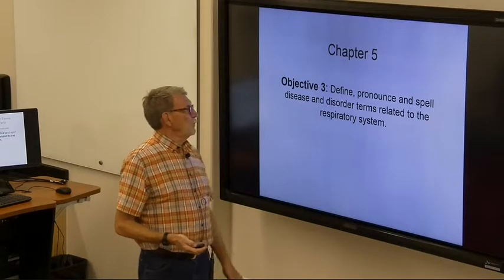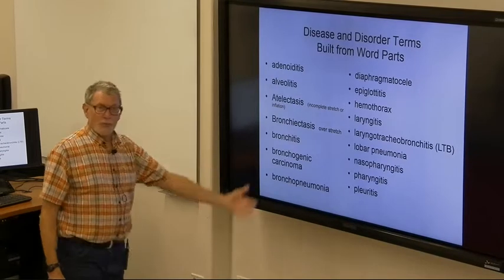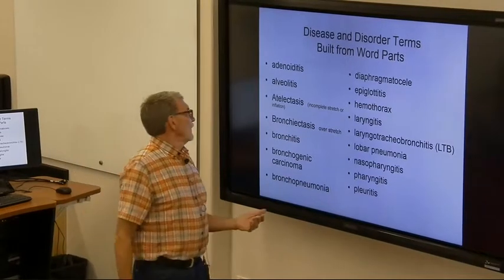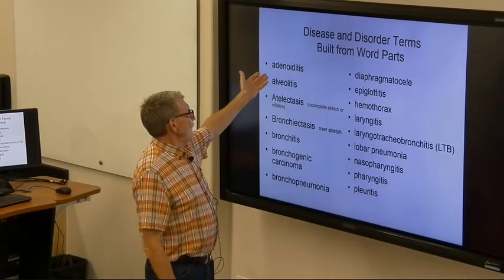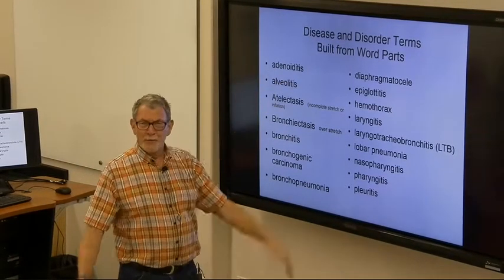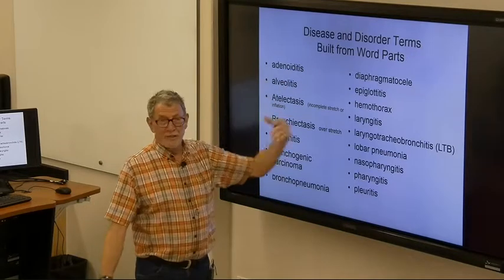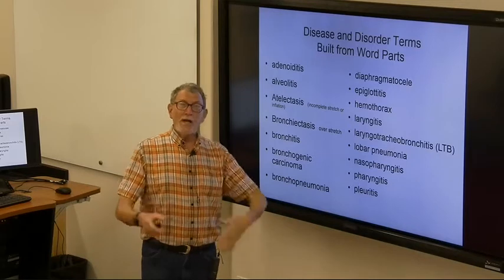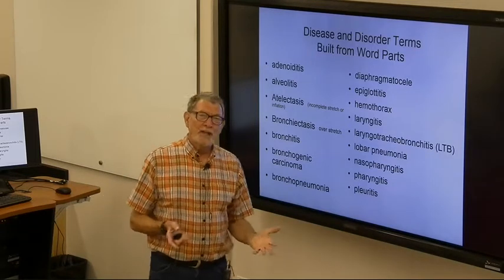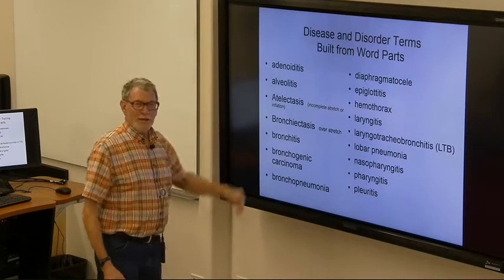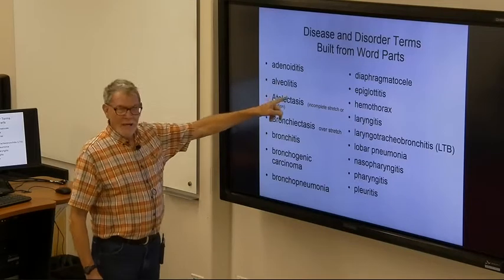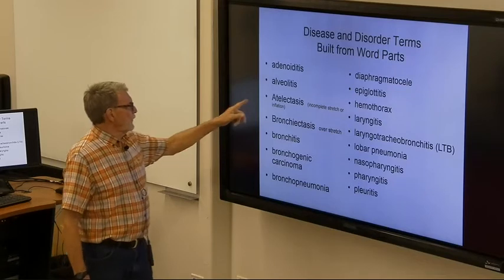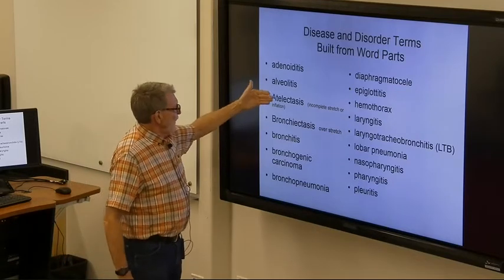So here's some disorders. But now we're starting to get a little bit better at this because, you know, if we know what an adenoid is and we know what inflammation is, then adenoiditis is an inflammation of the adenoids. So some of those things where we had a million words that didn't seem to connect very well, they get better and better as we go along. Alveolitis, the alveoli are inflamed. Now this one's a little bit different.